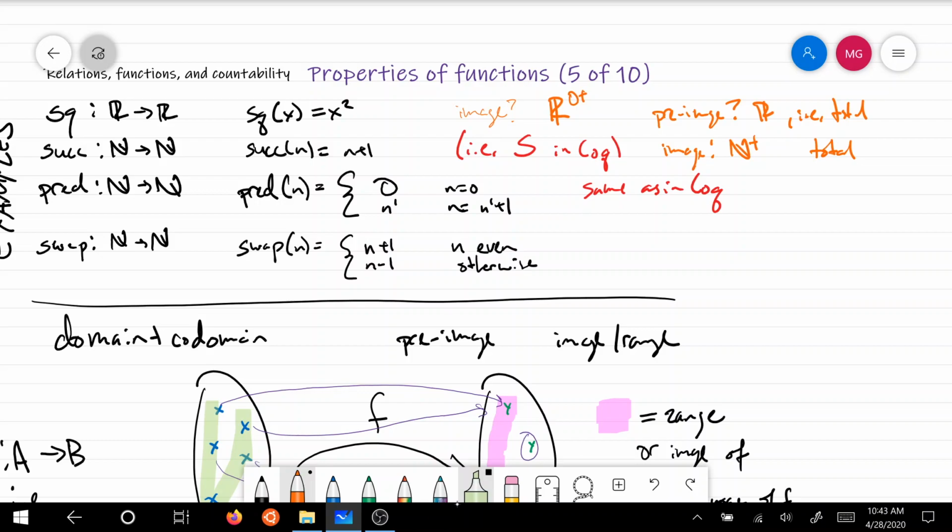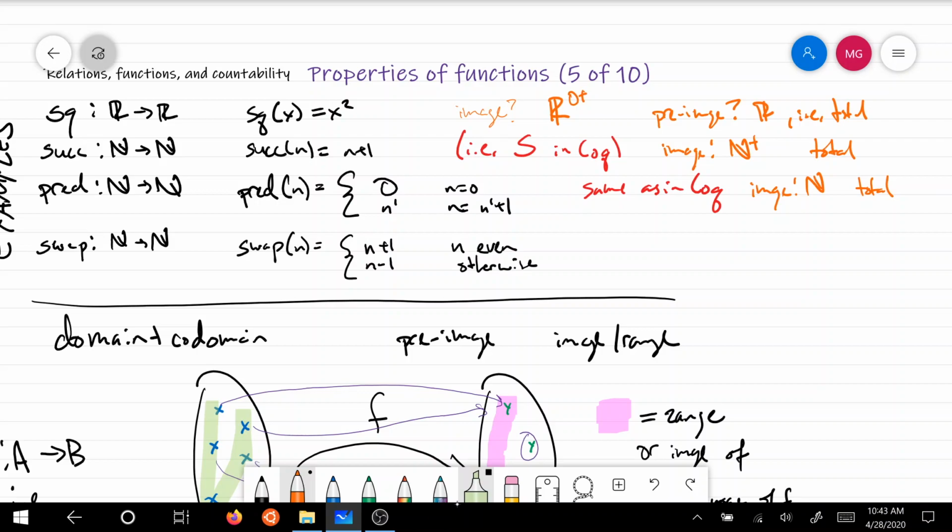Okay, what about predecessors? Well, every number is accessible. Right, you can get to 0 by taking either predecessor of 0 or predecessor of 1, and then every other number it's 1 plus the other number. So we have that, and this function is also total. We'll revisit that in a minute, though.